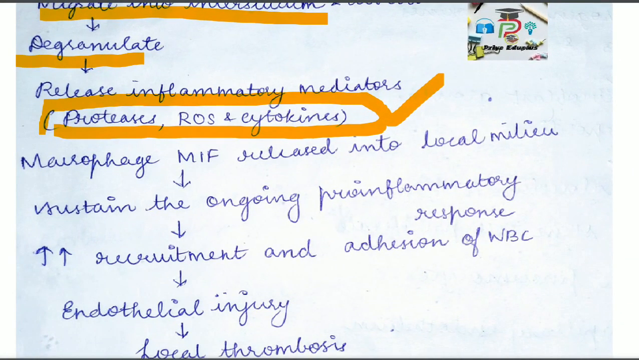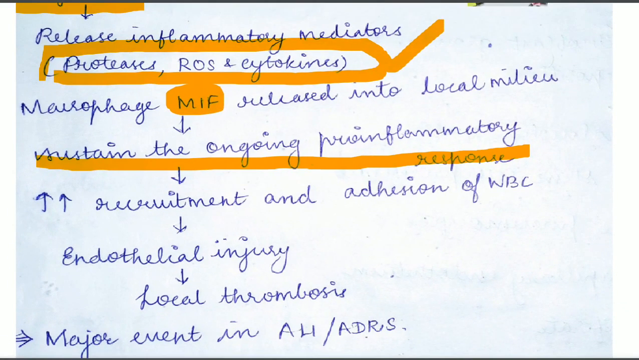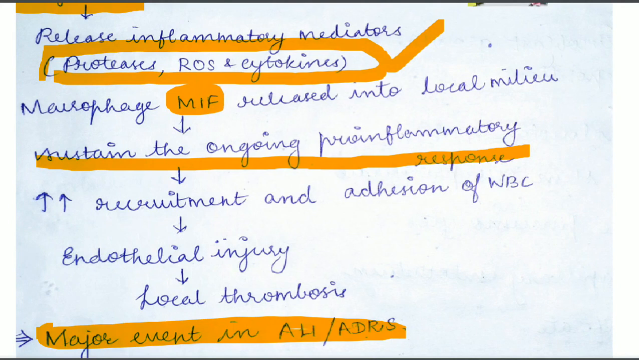After that, the macrophage will release migration inhibitory factor in the local environment. This migration inhibitory factor will sustain the ongoing pro-inflammatory response. Okay, what will it cause? It will cause increased recruitment of WBCs, leading to endothelial injury, and there will be formation of local thrombosis. This is the major event in the development of acute lung injury or acute respiratory distress syndrome.